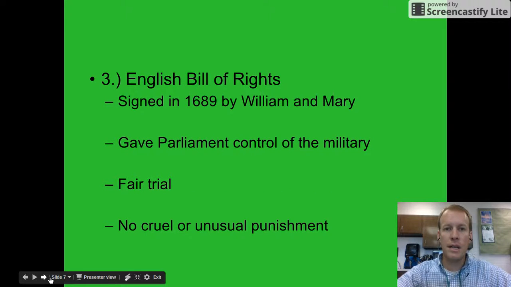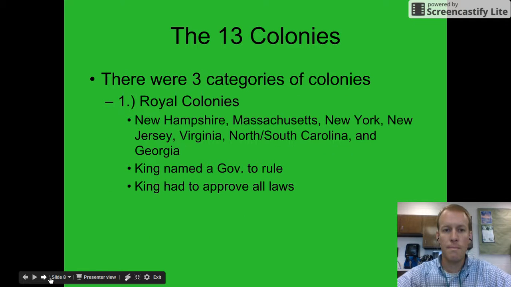And then in 1689, we have the English Bill of Rights, which of the three we've discussed so far is the most wide-reaching document guaranteeing rights to the common man. It gave Parliament control of the military. It guaranteed a fair trial for every citizen, and it forbade the use of cruel and unusual punishment. This will be of huge importance when our founders are creating our Constitution and later write our Bill of Rights here in the United States.